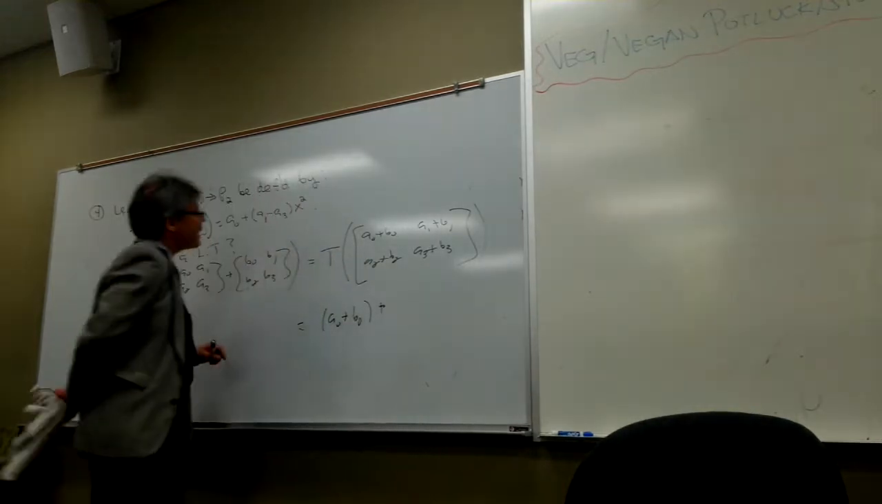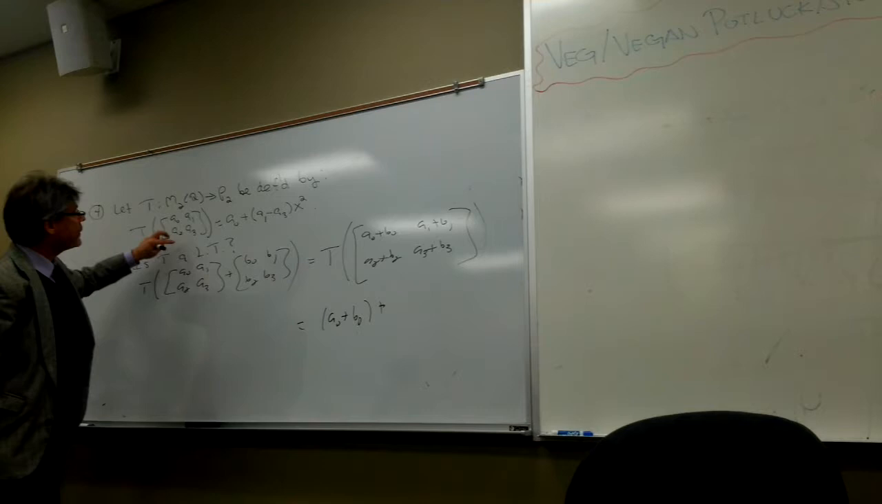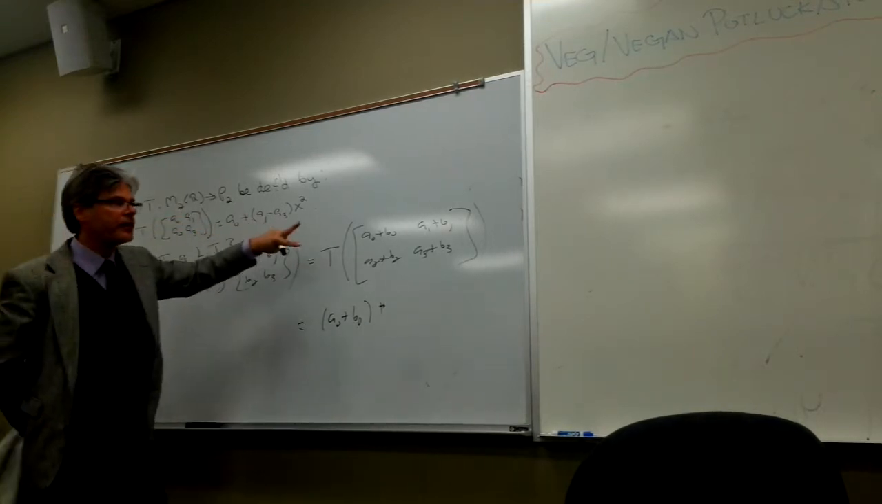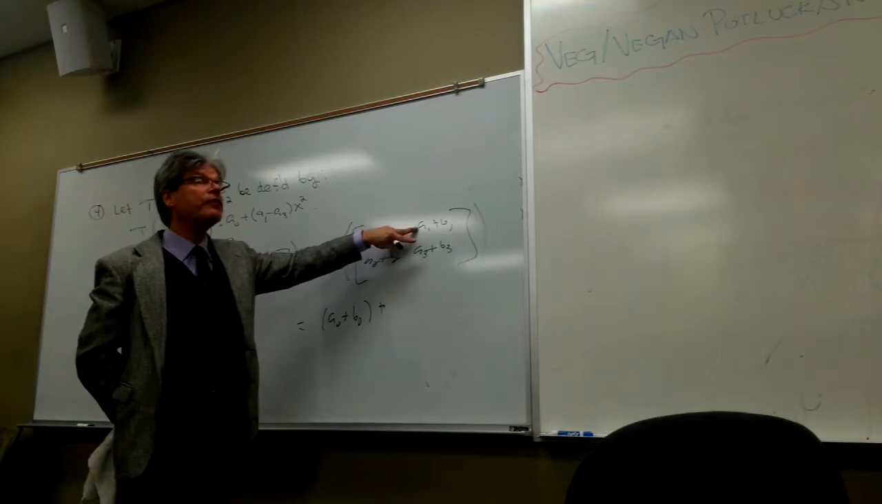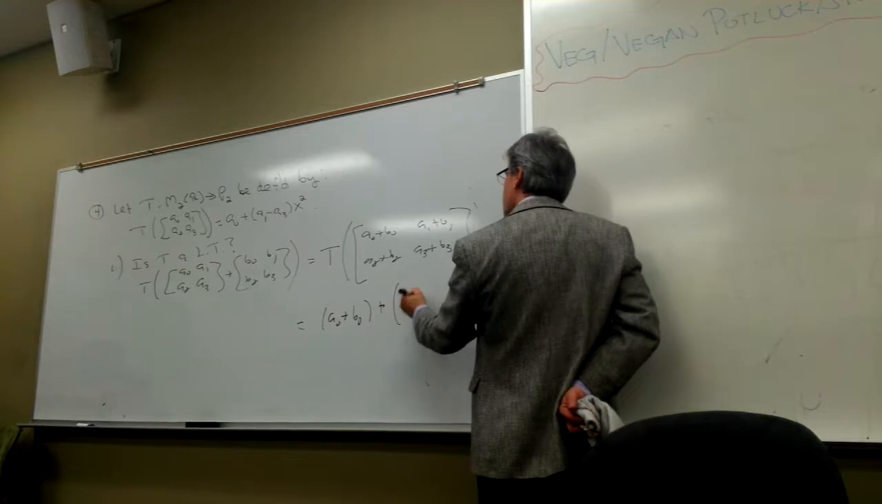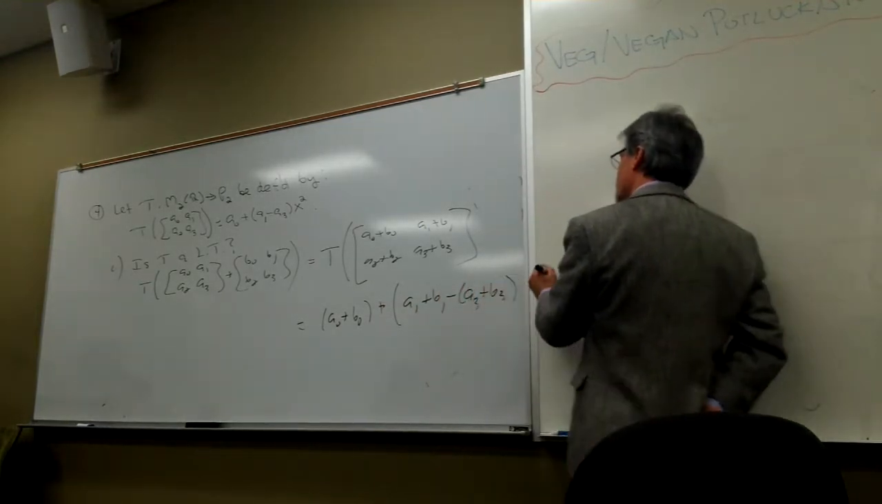I don't think I have a term involved in the variable x, but I do have an x squared term whose coefficient is the difference between these two entries of my matrix. Oh wait, I'm over here. So I meant to say the difference between these two entries will be the coefficient for x squared. I guess that gives me (a1 plus b1) minus (a3 plus b3) times x squared.